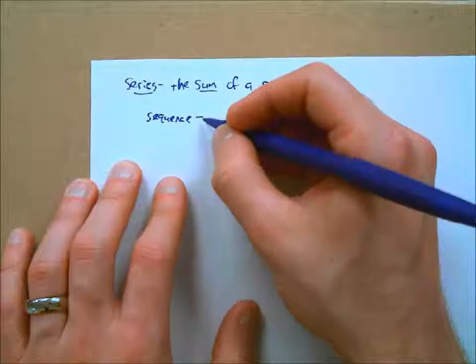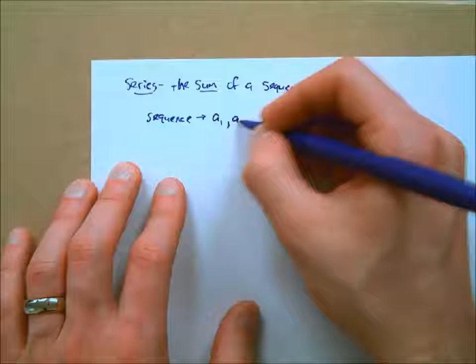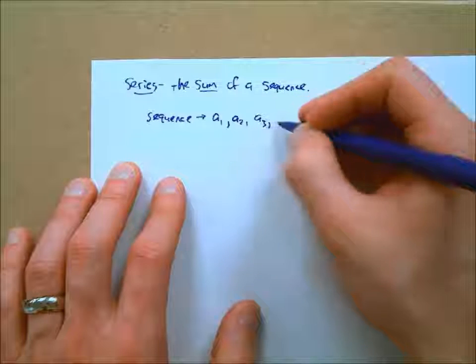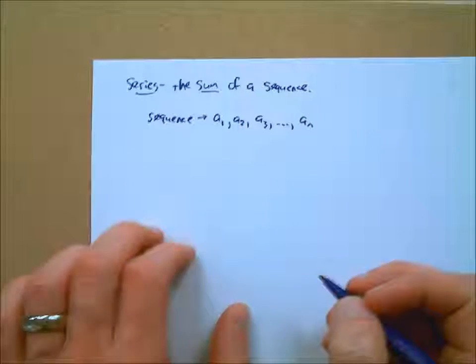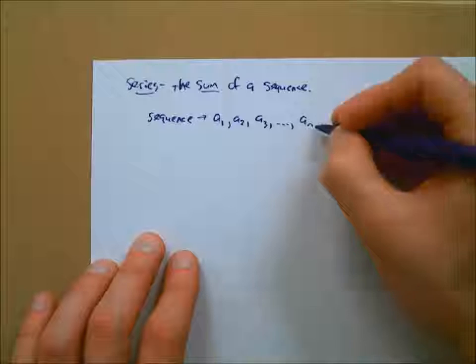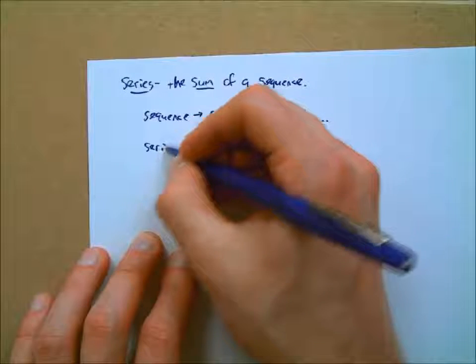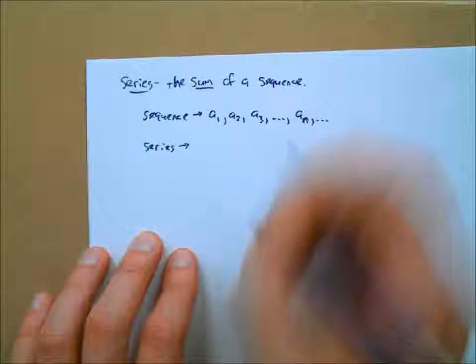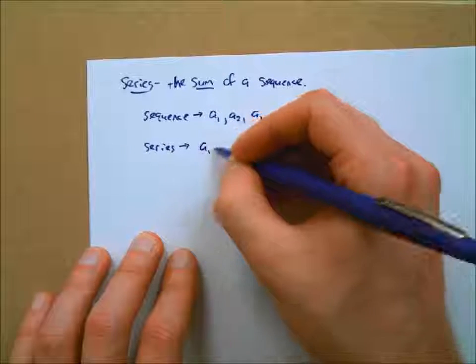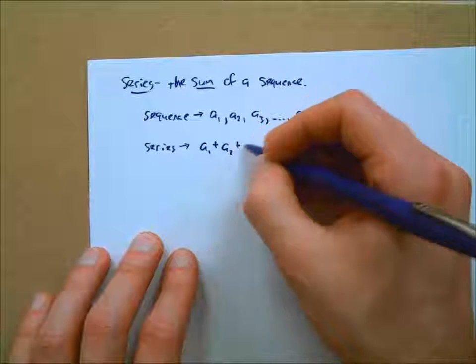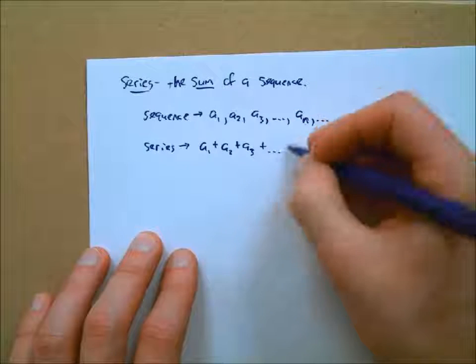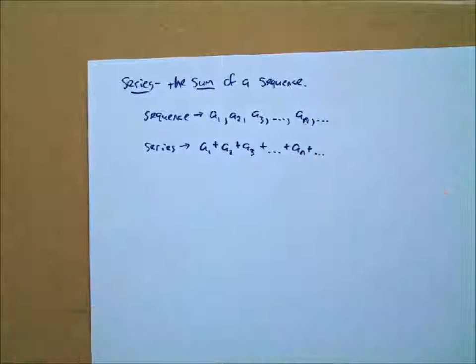Okay? So a sequence, you have something like this. A sub 1, comma, A sub 2, comma, A sub 3, comma, dot, dot, dot, comma, A sub n, comma, dot, dot, dot. Right? Keeps going. Whereas a series takes that sequence and adds them. Okay?